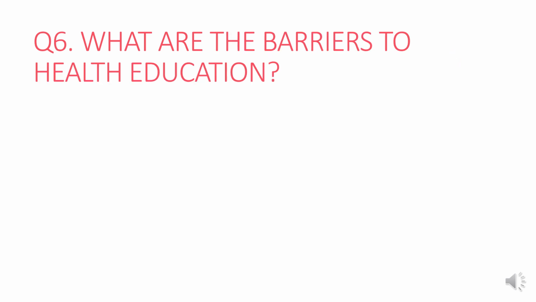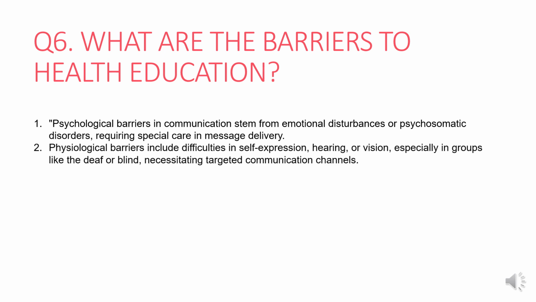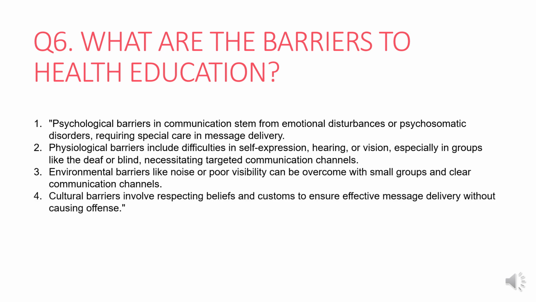What are the barriers to health education? First is psychological barriers in communication stem from emotional disturbances or psychosomatic disorders. Second are the physiological barriers including difficulties in self-expression, hearing or vision. Third is environmental barriers like noise or poor visibility. And fourth is cultural barriers involving respecting beliefs and customs to ensure effective message delivery without causing offense.